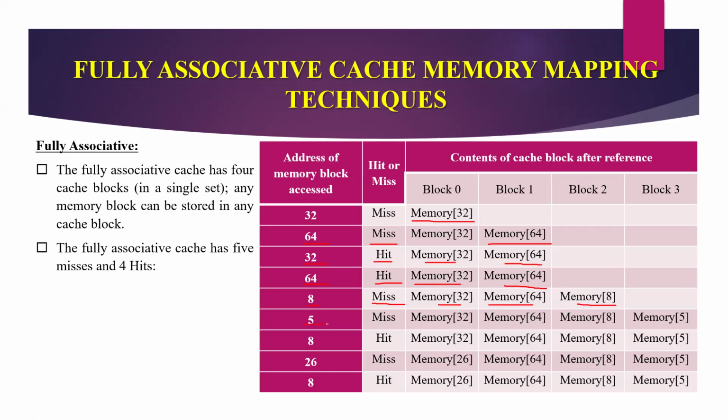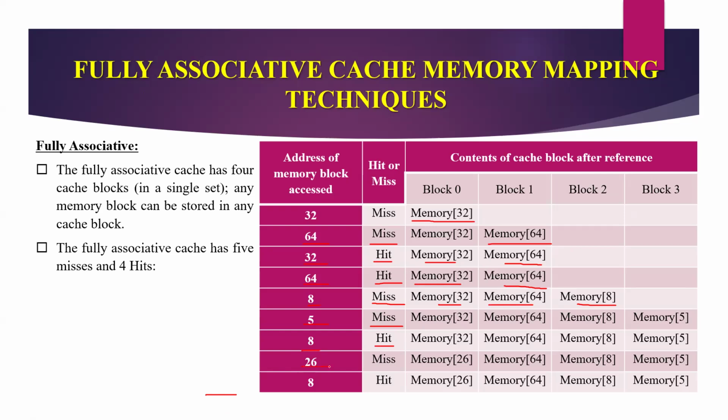The next address from main memory is 5. It is not available in the cache, so it is a miss. Block 0 contains 32, block 1 contains 64, block 2 contains 8, and lastly block 3 contains memory 5. Now all four blocks are filled up. Again you refer to memory address 8. It is available in the cache, in block 2. So this is a hit and there are no changes in the existing blocks.